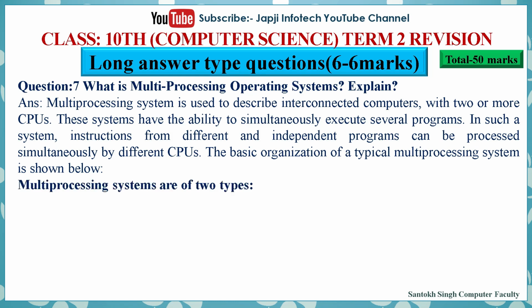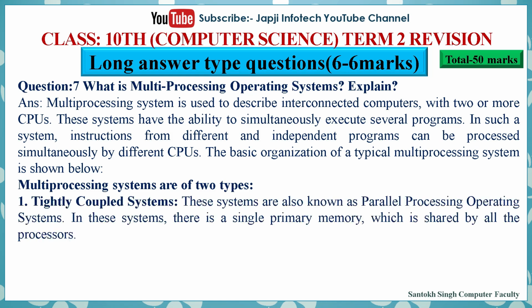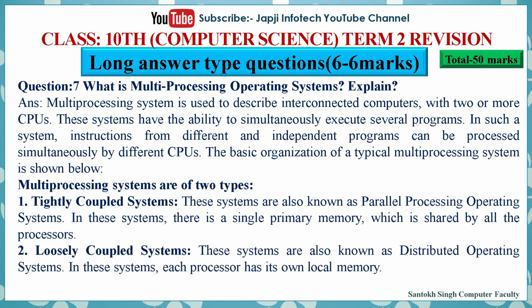So multiprocessing systems are of two types. The first one is the tightly coupled system. These systems are also known as parallel processing operating systems. In this system, there is a single primary memory which is shared by all the processors. And the second one is the loosely coupled system. These systems are also known as distributed operating systems. In this system, each processor has its own local memory.